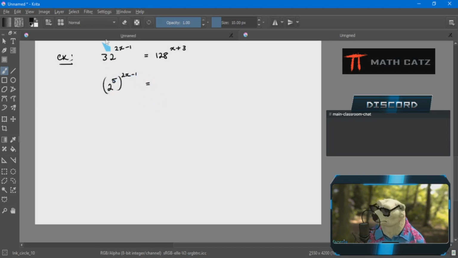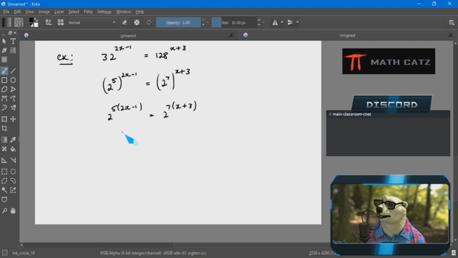If you don't remember it, you can just do some trial and error. 128 is 2 to the 7. So I can then simplify this with my exponent property. It's going to be multiplication, 5 times 2x minus 1, equals 2 to the 7 times x plus 3.